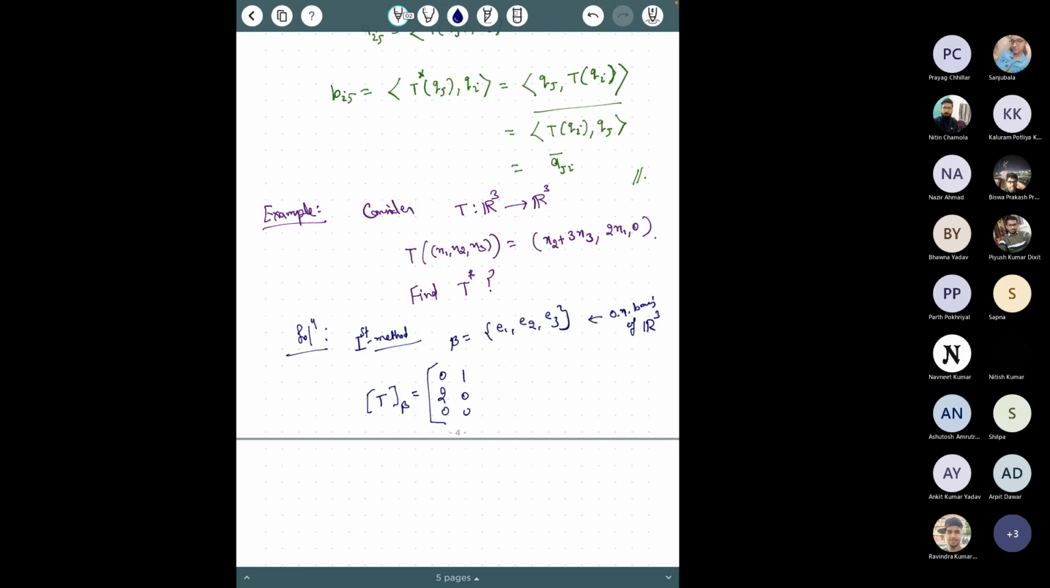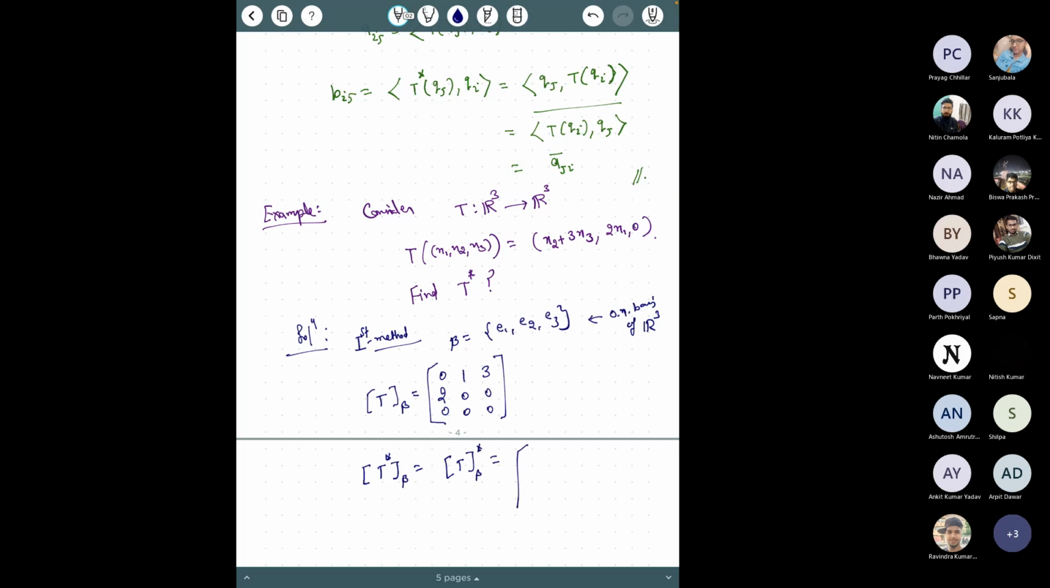1, 0, 0. And next? 3, 0, 0. Yeah. So you now have the matrix of T with respect to this orthonormal basis. Now, once you know the matrix of T, you can easily write what would be the matrix of T star with respect to this basis. You know this also because of this result. It is just the adjoint of the matrix of T.